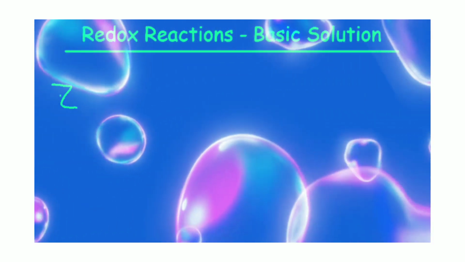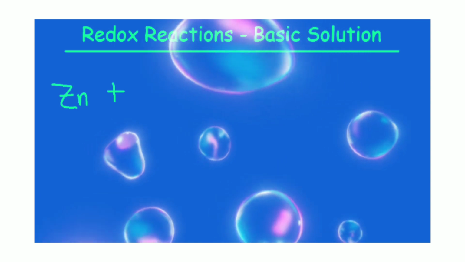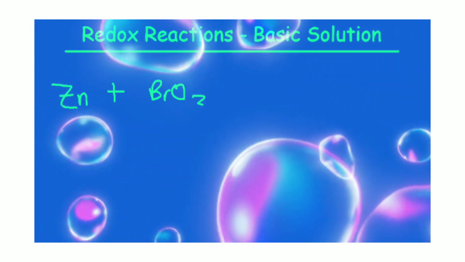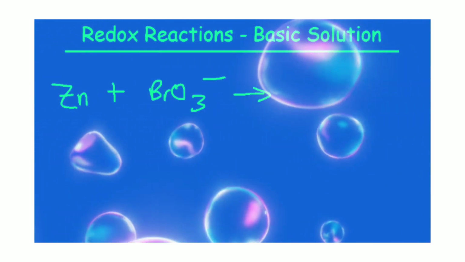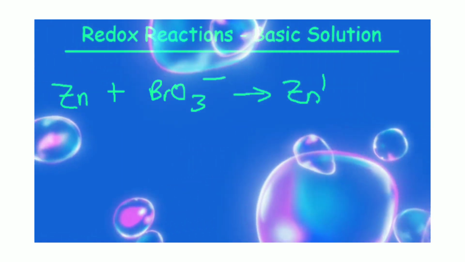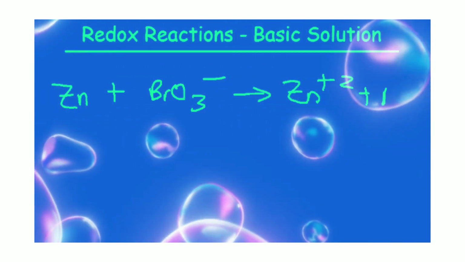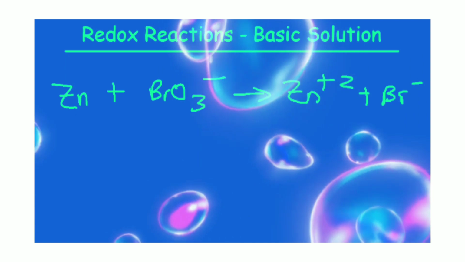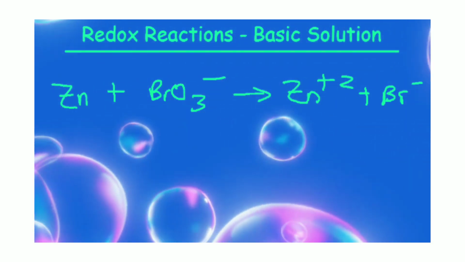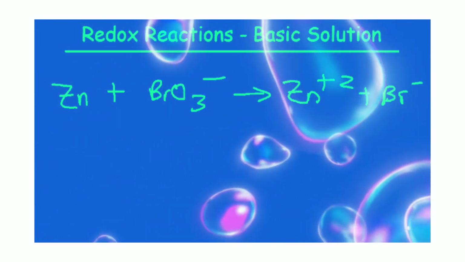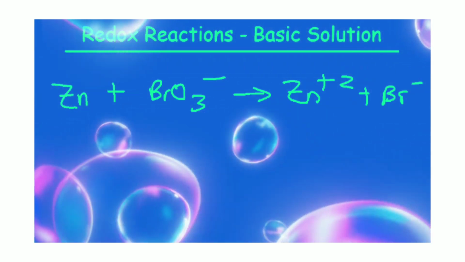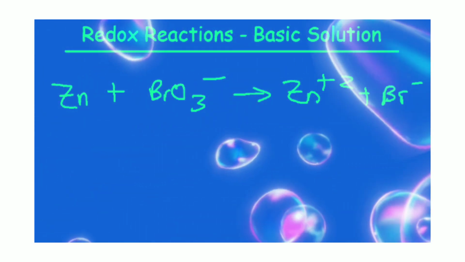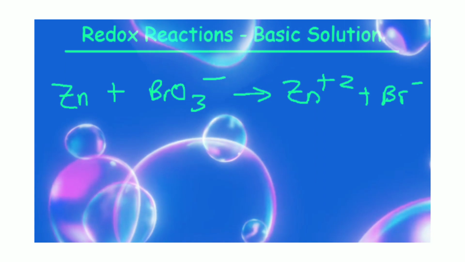So zinc metal reacts with bromate to produce the zinc plus 2 cation and bromide. So under acidic conditions, what's the first thing we should do to balance this reaction? The first thing we need to do is separate this reaction into two half reactions.